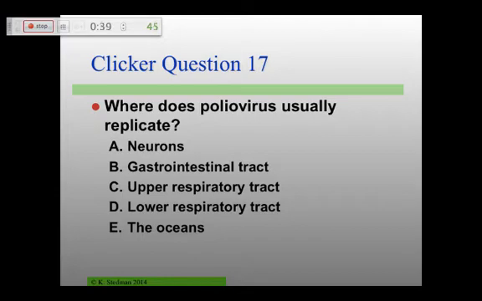What does entropy have to do with poliovirus? Okay, just checking. Yeah, exactly. That's good. It's all good. So, 10.